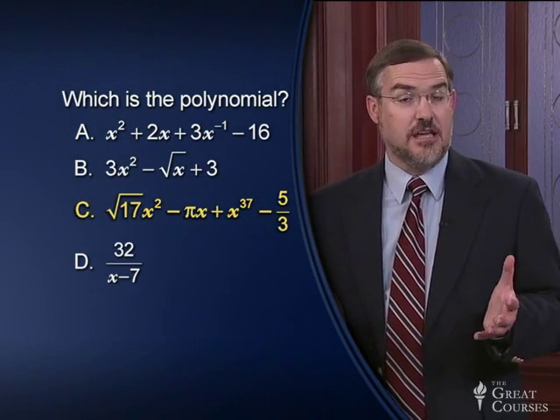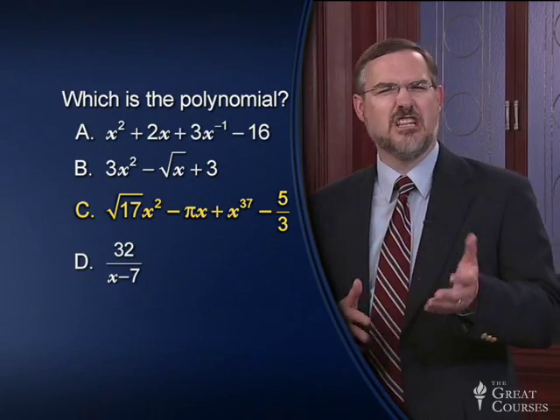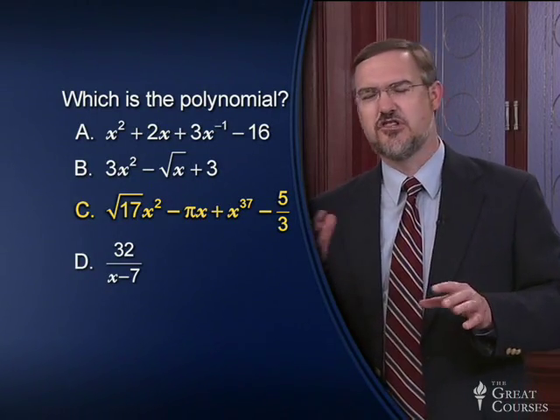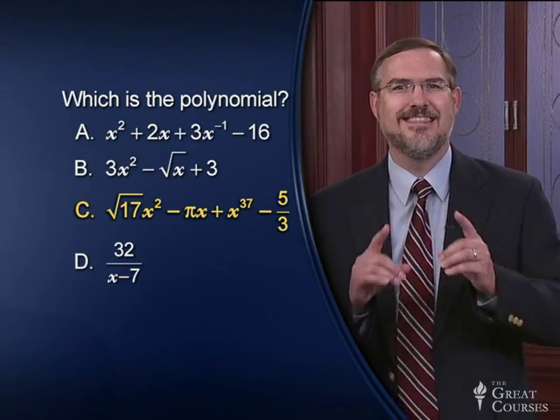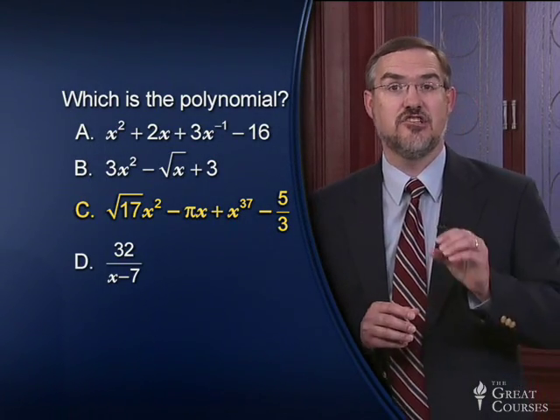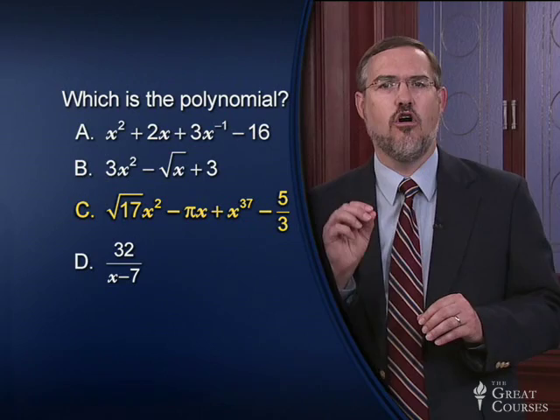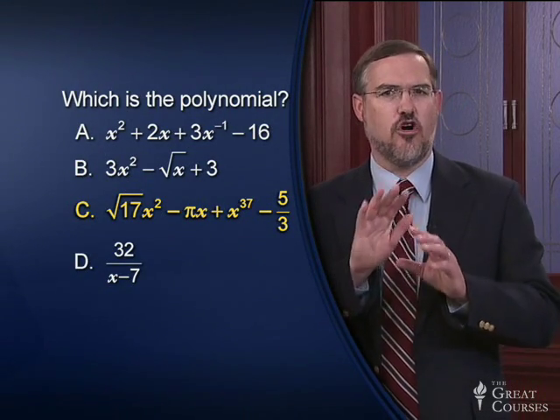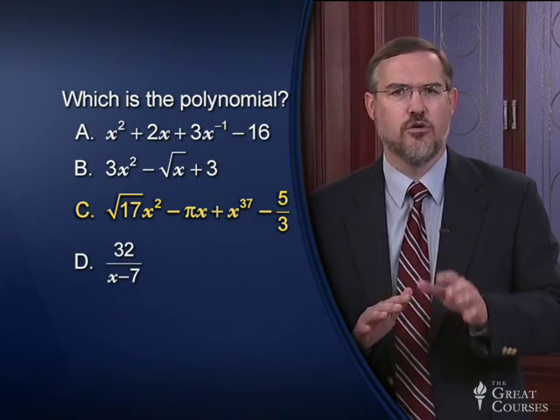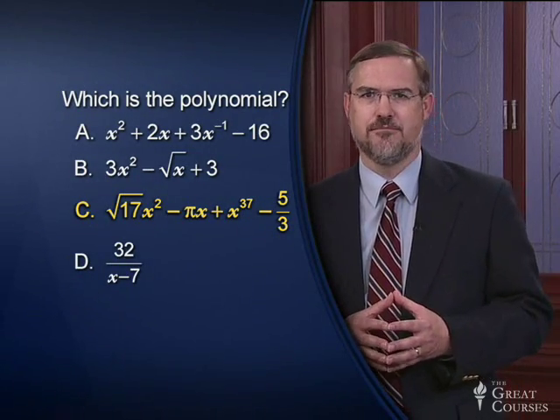If you picked C, you got it right. Even though it looks pretty weird with all of those coefficients floating around and some pretty large exponents and so on, the key to seeing that C was the answer is that all of the exponents are positive integers. And that's all you really have to check when you're looking for a polynomial.